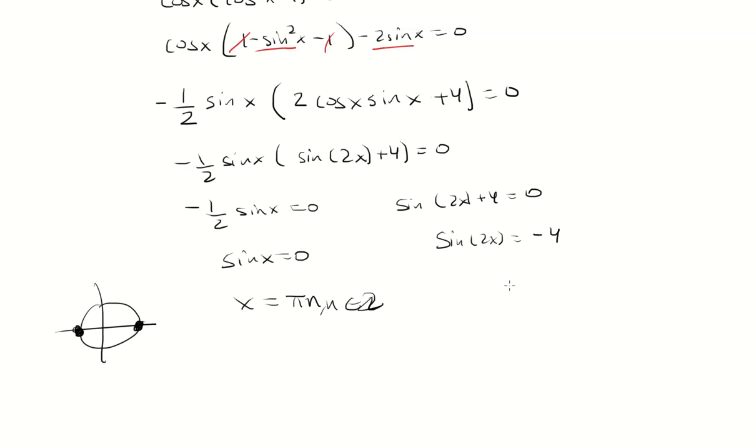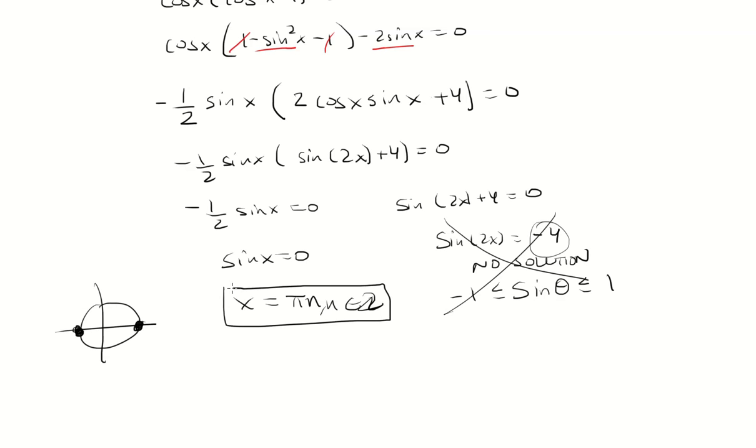And sine is between negative 1 and 1. So if I have some sort of angle sine theta, we'll say that's always between negative 1 and 1. Negative 4 is not part of this interval. So this one has no solution. So ignore this, and so this will be our only answer.